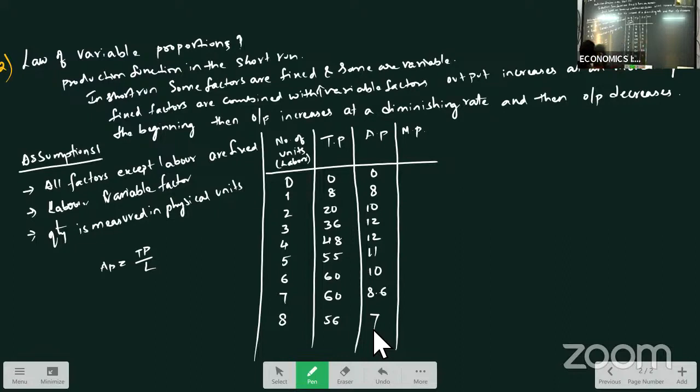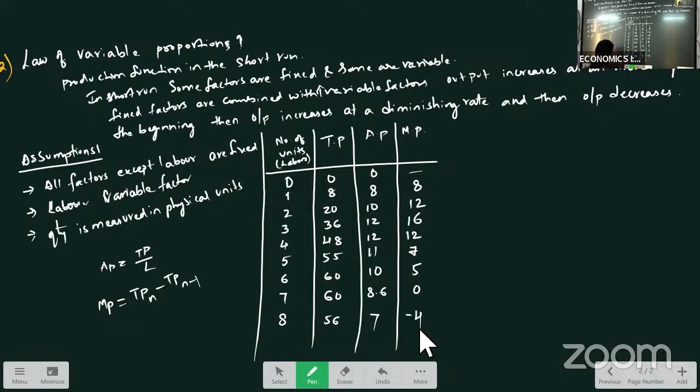Now marginal product. What is the formula for marginal product? Marginal product is equal to TPn minus TPn-1. Here nothing will come for the first. 8 minus 0 is 8. TP 20 minus 8, 12. 36 minus 20, 16. 48 minus 36, 12. Then it is 7: 55 minus 48, 7. 60 minus 55, 5. 60 minus 60, 0. 56 minus 60, minus 4.